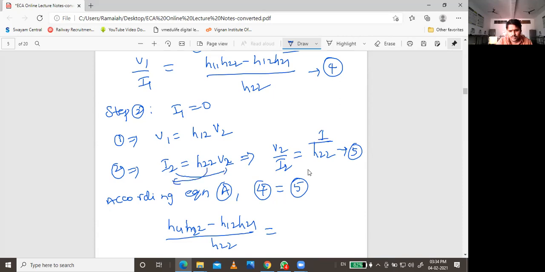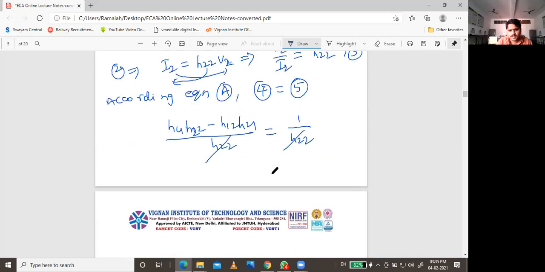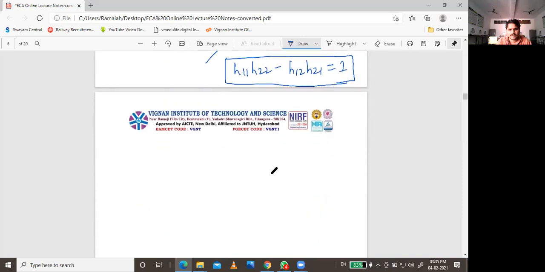So therefore, what is this value? 1 by H22. H22, H22 cancel. Therefore, what is the condition? The condition is H11 H22 minus H12 H21 equal to 1. So, this is the condition for symmetry in H parameters. Then, what is the condition for symmetry in ABCD parameters?